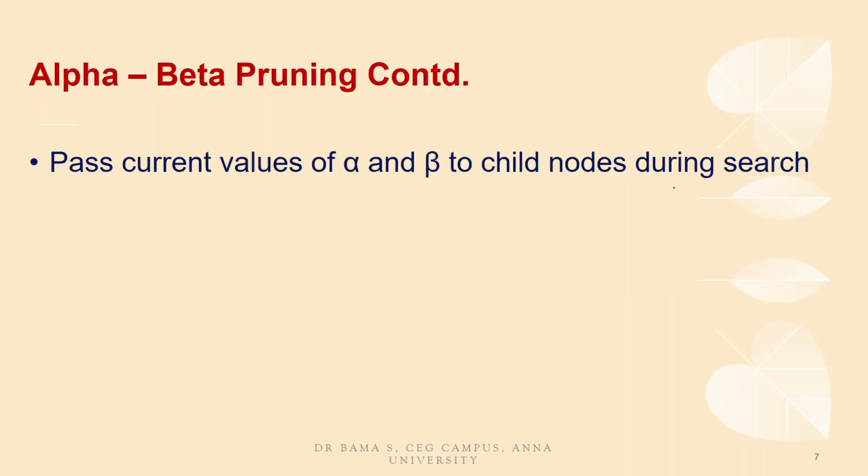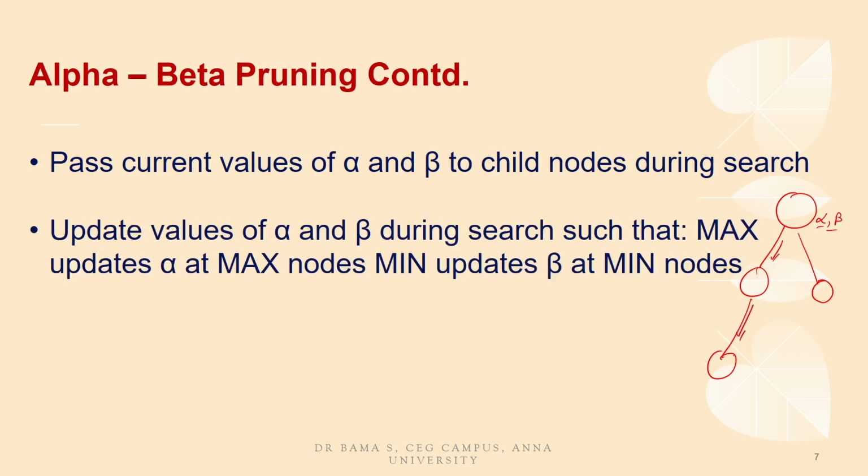Now, the algorithm goes like this: pass the current values of alpha and beta to child nodes during search. Suppose you have a search like this, and whatever the values of alpha and beta are, we are going to just pass them down. But when we pass the values in the reverse direction, we are going to update the values of alpha and beta such that max nodes update alpha and min nodes update beta. These two are very much essential.